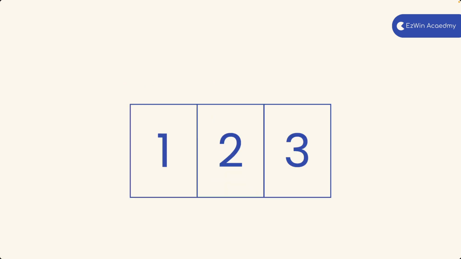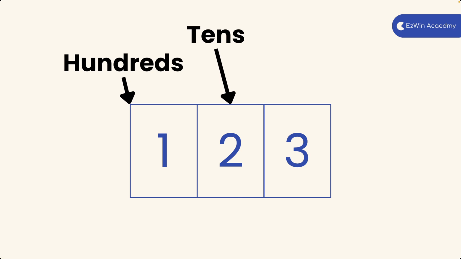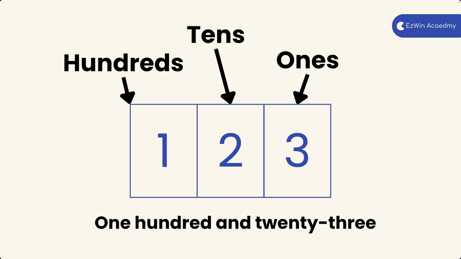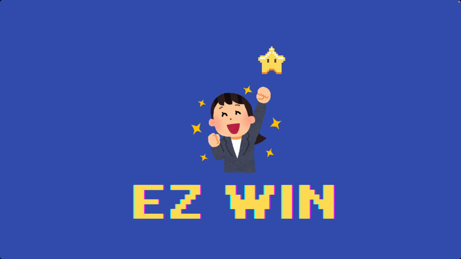Let's do a recap on the different places for each individual digit. Let's get started with the first one, which is 1, which is in the hundreds place. 2 is in the tens place. And the 3 is in the ones place. So how do we then pronounce this number? If your answer is 123, you are right. And that is an easy win.